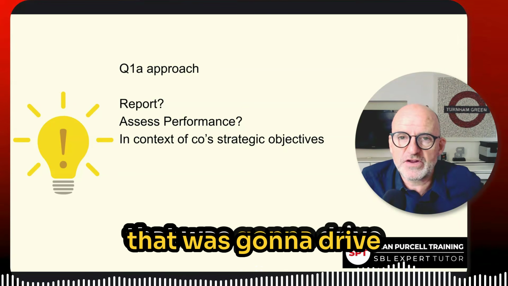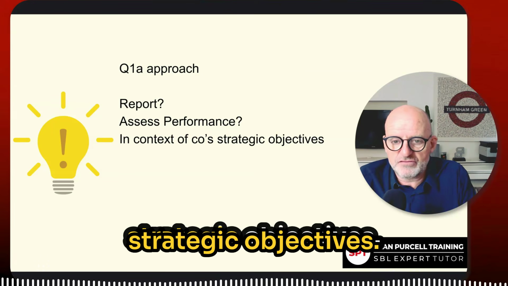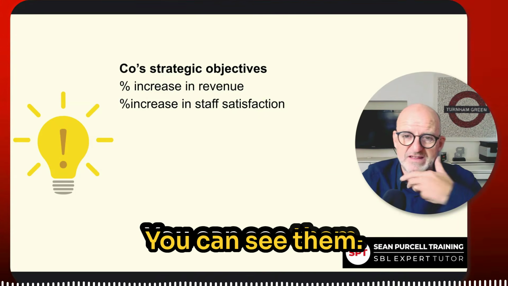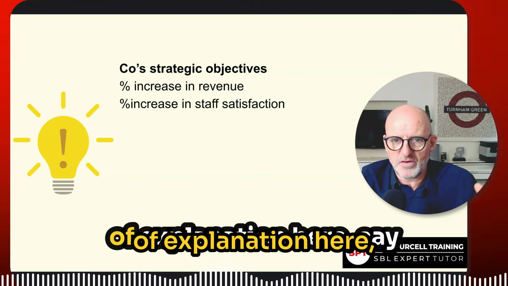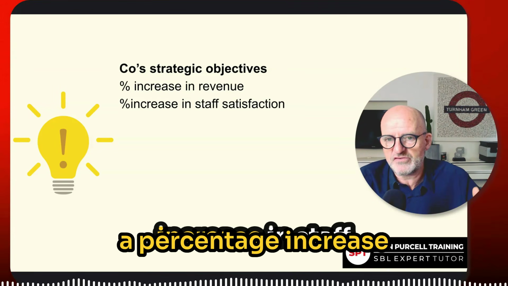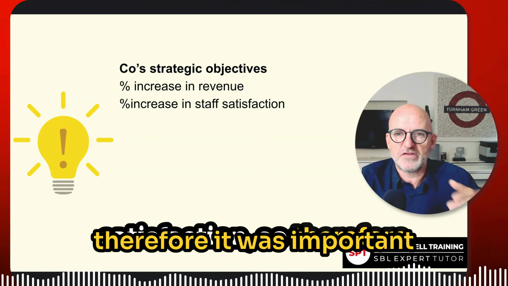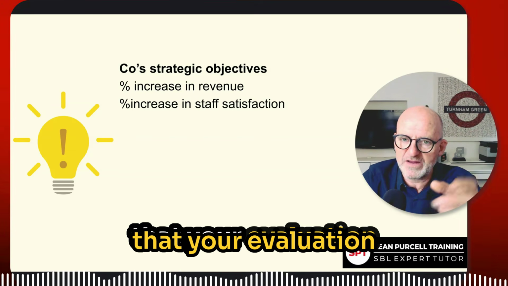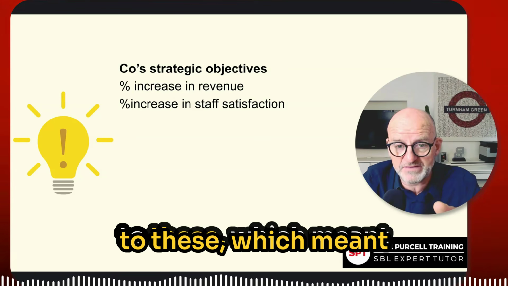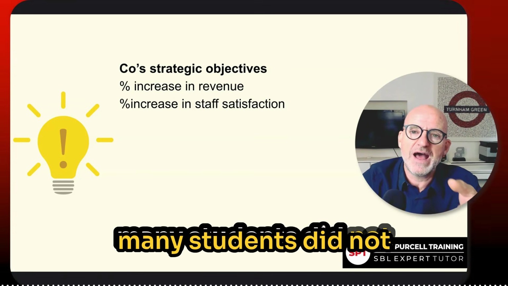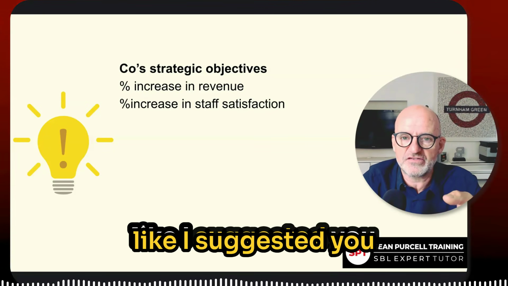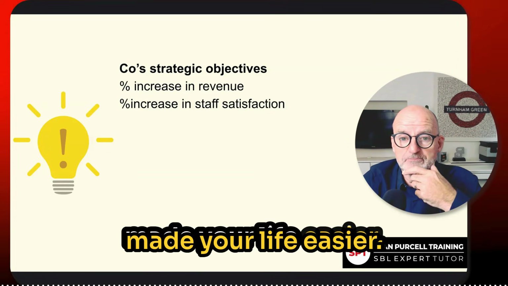But the key thing that was going to drive our answer was the strategic objectives. So if these were given in, you can see them, have a look. But just for the purposes of explanation here, say there were a percentage increase in revenue and there was a percentage increase in staff satisfaction. So therefore it was important that your evaluation linked back to these. The report shows many students did not link back to these, which meant many students did not answer the question which was asked. Had we written it down like I suggested you do, that could have made your life easier.